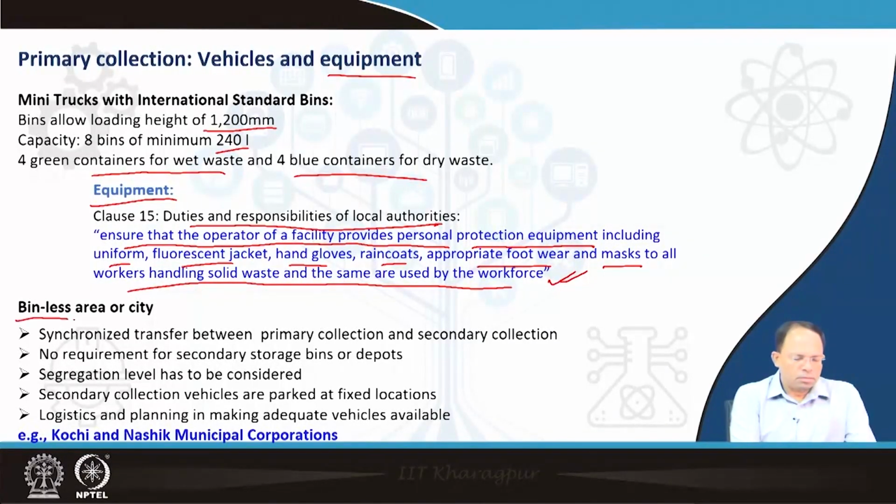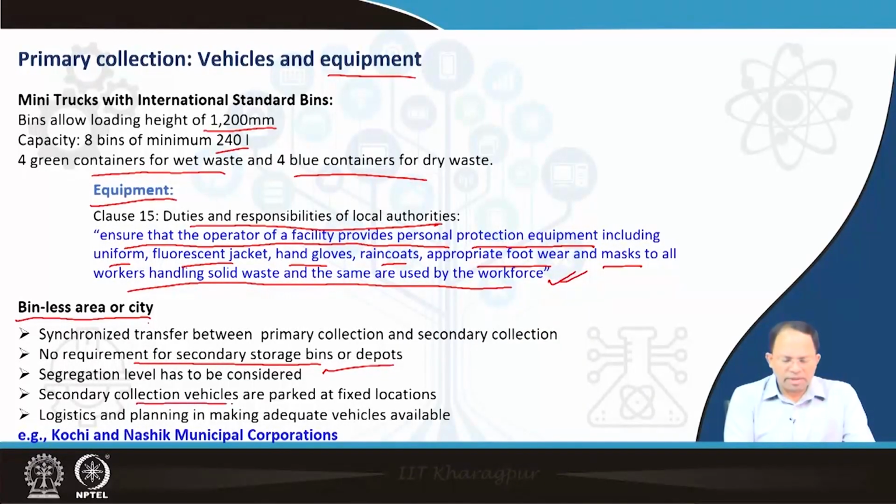Now, when we talk about primary collection, there is one concept called binless area or city. As we were discussing in our previous lecture, we can synchronize the transfer between primary and secondary collection, so that there is no requirement for secondary storage bins or a secondary storage depot. Why? The primary collection vehicles will come, as I was showing you in the last slide, this auto rickshaw will come, they will tip the garbage directly into the bin, and the bin would be taken away by the waiting vehicle. So there is no requirement for secondary storage.